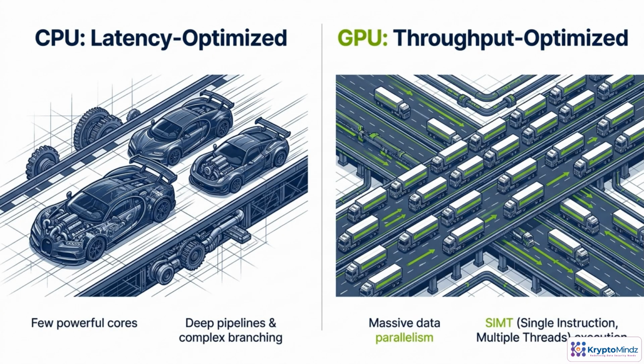Start by contrasting CPUs and GPUs. A CPU is like a few extremely fast sports cars, great at complex routes, branching logic, system tasks, and low latency responses. A GPU is more like a huge fleet of trucks on wide highways. Each truck is simpler, but there are many moving in lockstep. That massive parallelism makes GPUs ideal for workloads like deep learning, where you repeat the same math across huge tensors.